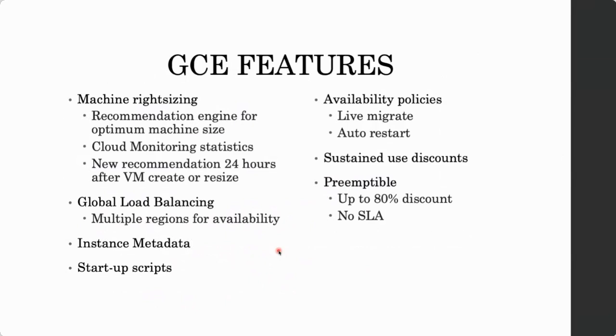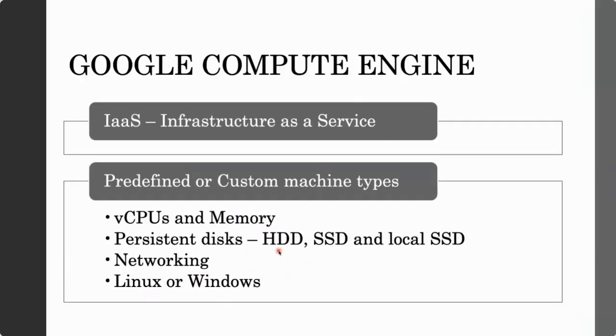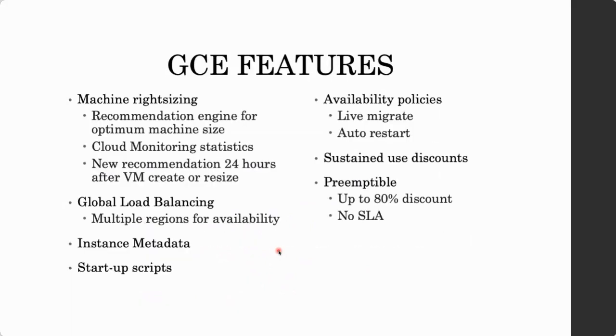We'll also talk about these machine types and these disk types in upcoming slides. But before we do that, I'm just going to quickly go over some of the GCE features. Right. So the first one is machine right-sizing. After 24 hours have passed since you created a virtual machine, there are machine learning algorithms based on, and obviously when your machine is running, it emits metrics.